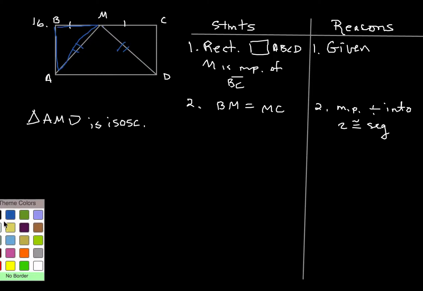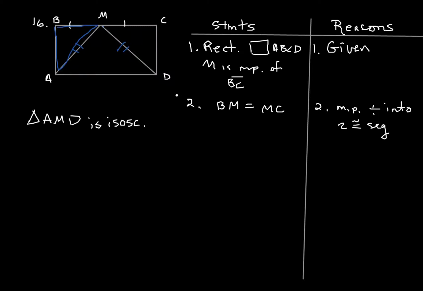Now, what do we have? Let's think about what we are given. We're given a rectangle. So if we have a rectangle, we know that this is a right angle and we know that this is a right angle. So we can say angle B and angle C are right angles, and that's just the definition of a rectangle.